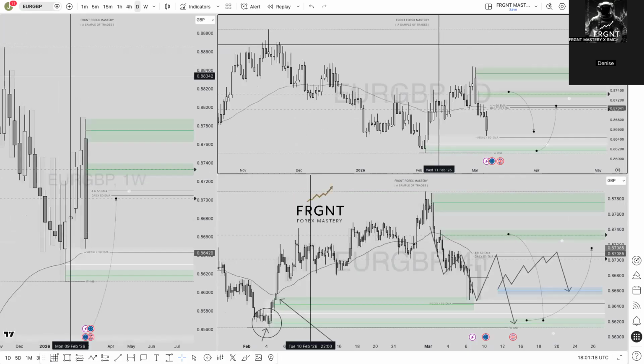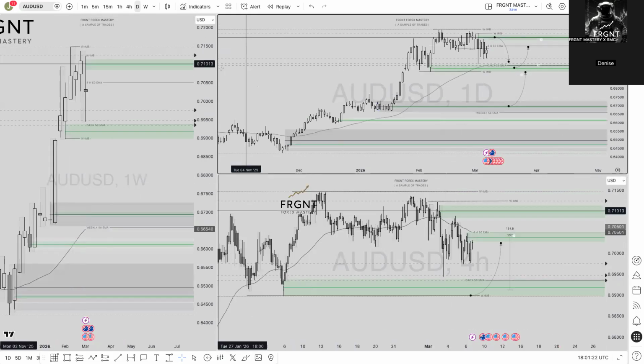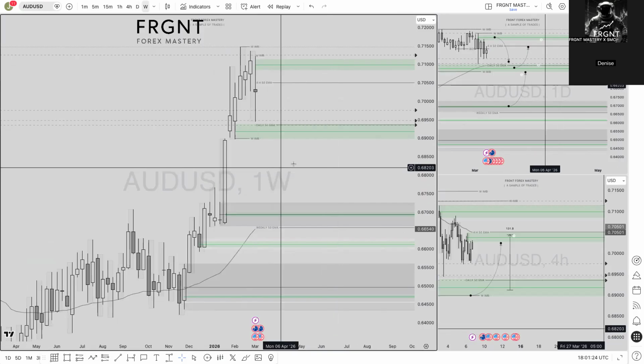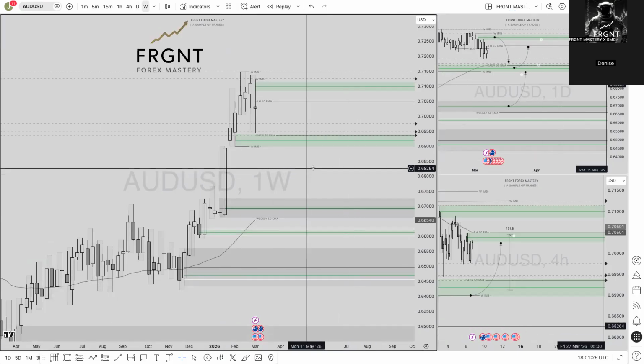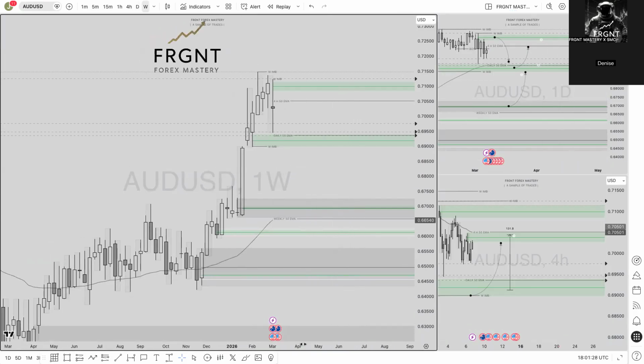Where are we now? AU. Cool. Weekly time frame again. This time we don't have the support of the weekly 50 MA as we do on EU and EG.